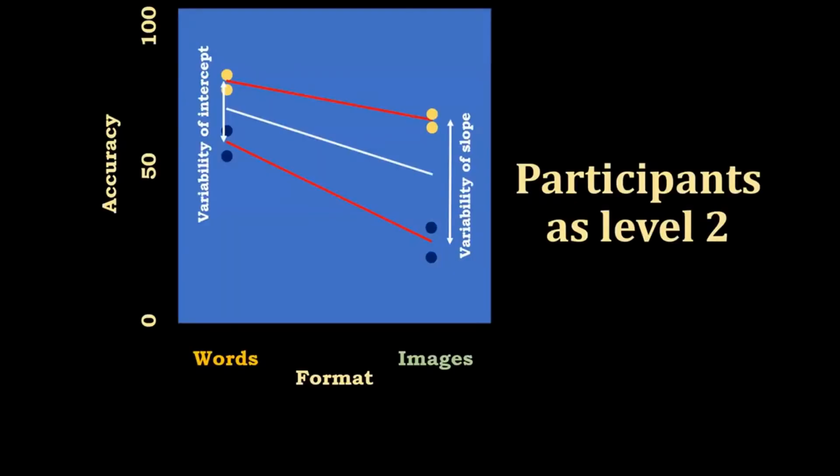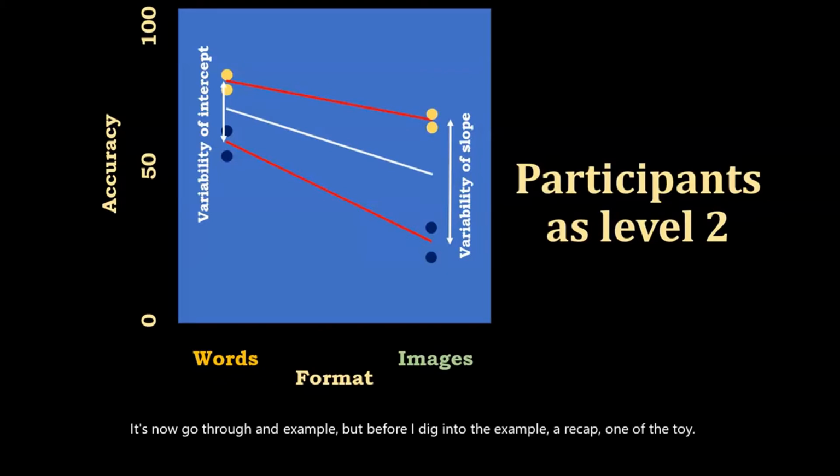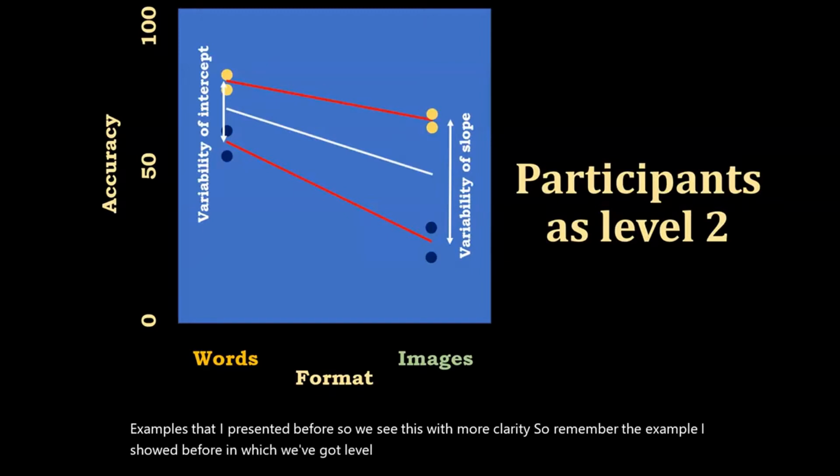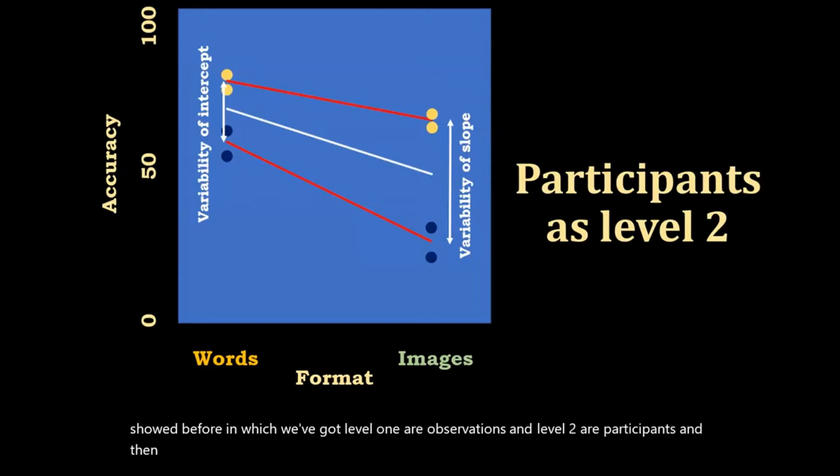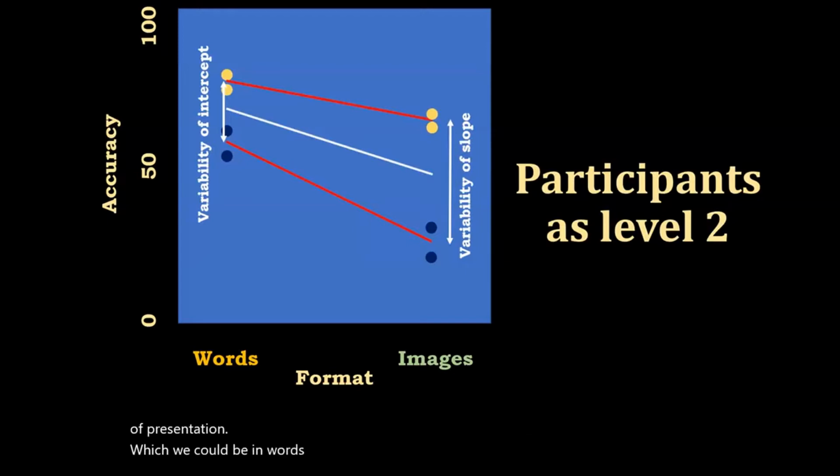Let's now go through an example, but before I dig into the example, I'll recap one of the toy examples that I presented before, so we see this with more clarity. Remember the example I showed before, in which at level 1 are observations and level 2 are participants. The independent variable is the format of presentation, which could be in words and images, and the dependent variable or outcome variable is accuracy.